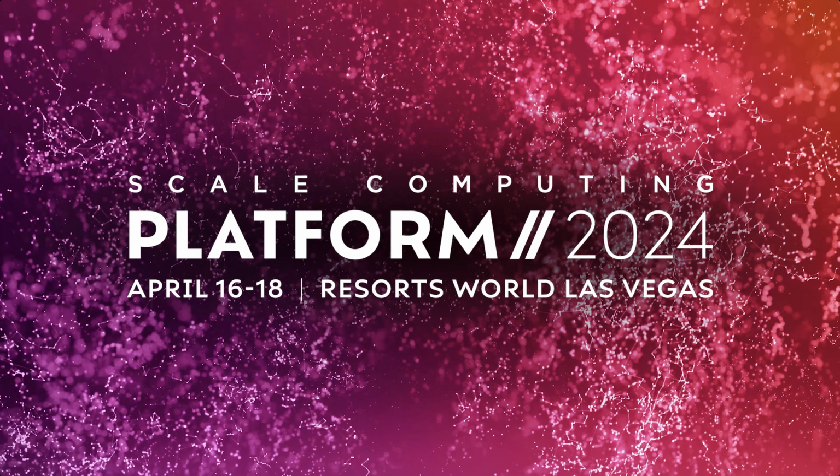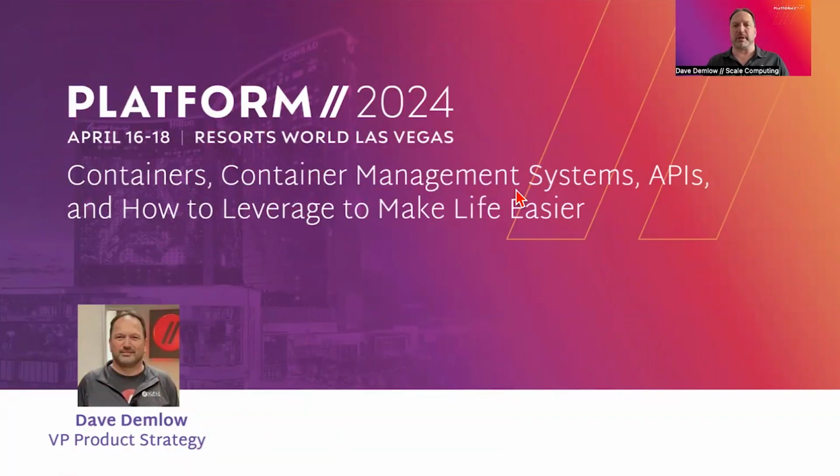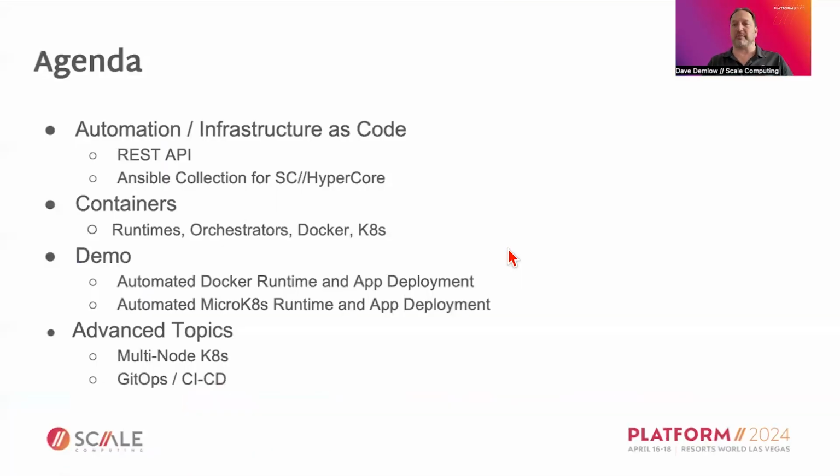This session is on containers, container management systems, APIs, and how to leverage them to make your life easier. I'm Dave Demlow. I'm the Vice President of Product Strategy here. What we're going to talk about is automation in general, things like infrastructure as code, talk about our REST API, the Ansible collection for Scale Computing Hypercore. Then we're going to talk about containers, different kinds of container runtimes, container orchestrators, talk about Docker versus Kubernetes.